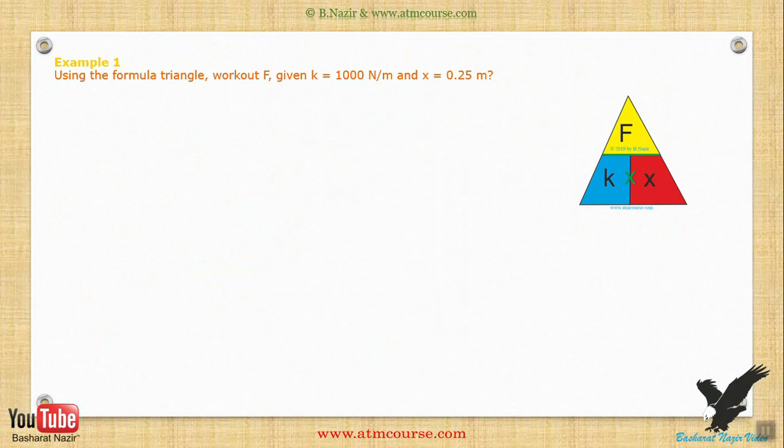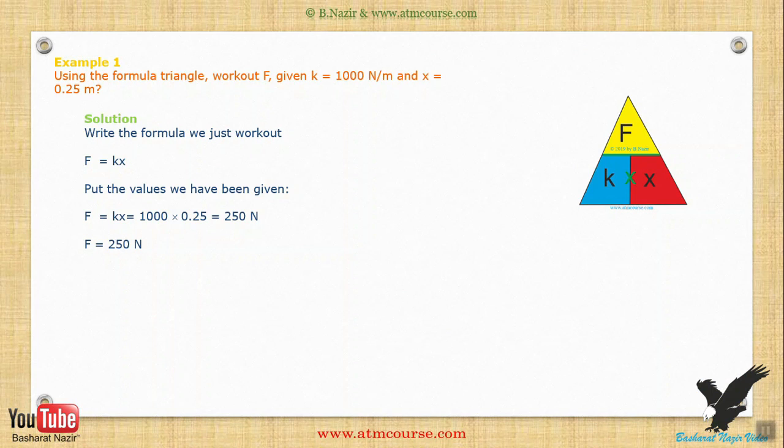Example 1. Using the formula triangle to work out F, given K equals 1000 newtons per meter and X equals 0.25 meters. Solution. Write the formula we just worked out. Put the values we have been given into the formula. Work out the result. The answer is F equals 250 newtons.